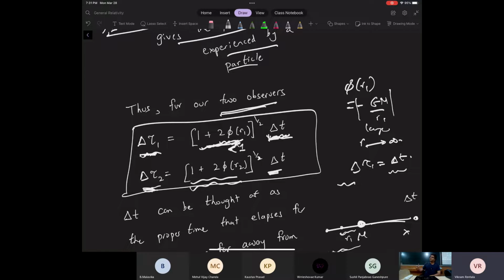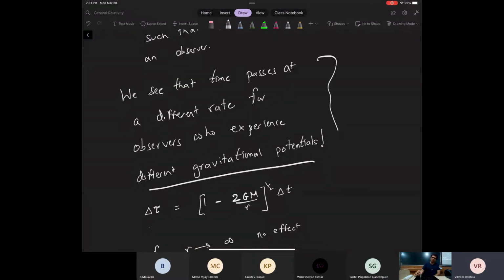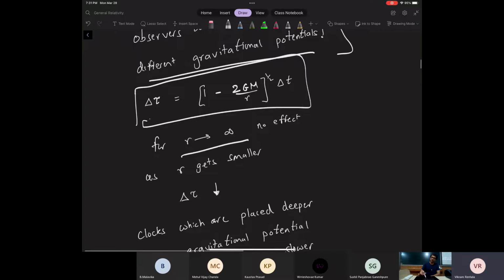Which means that clocks near the surface of the Earth, which are deep in the gravitational potential of the Earth, compared to a clock which is far away in space, the clock near the surface of the Earth is going to experience less time passing. In other words, it will experience time dilation. The clock on the surface of the Earth will be ticking slowly compared to a clock which is very far away from the surface of the Earth in deep space. So we see that time passes at a different rate for different gravitational potentials. Delta tau is (1 - 2GM/r)^(1/2) times delta t. And as we've seen, as r goes to infinity, there's no effect.